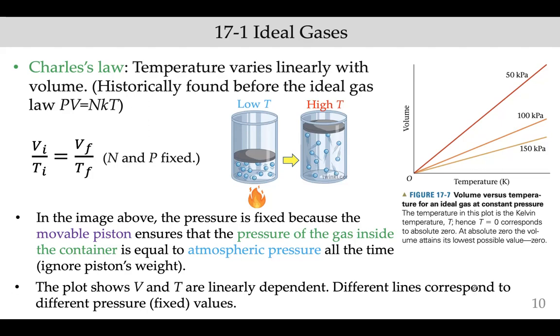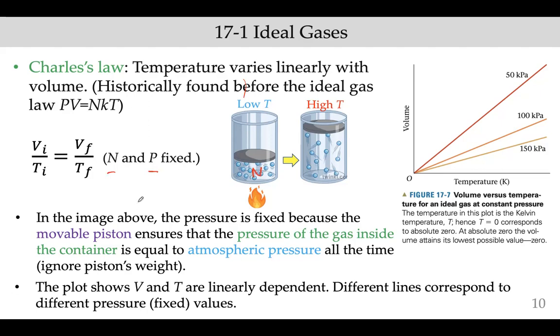Okay, Charles' law is another observation, which is that temperature varies linearly with volume. So if you fix the number of molecules and the pressure, then you see that temperature and volume are linearly dependent. So how do you fix N and P? Again, if you put your gas in a container where there's no leak, then in this case, N is fixed because the number of molecules doesn't change in a closed container.